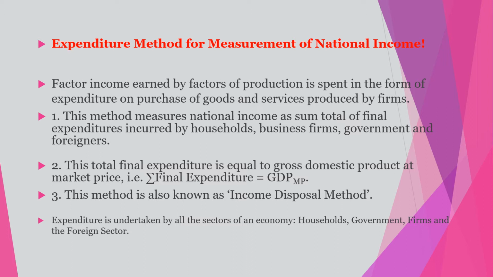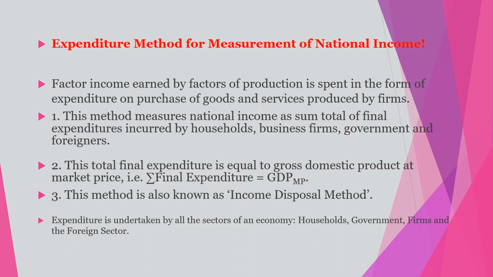Factor income earned by factors of production is spent in the form of expenditure on purchase of goods and services produced by firms. This method measures national income as the sum total of final expenditure incurred by households, business firms, government and foreigners. This total final expenditure is equal to gross domestic product at market price.